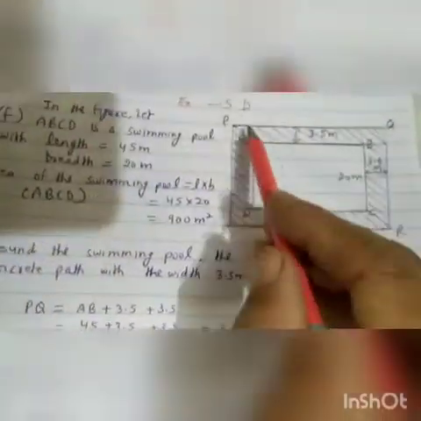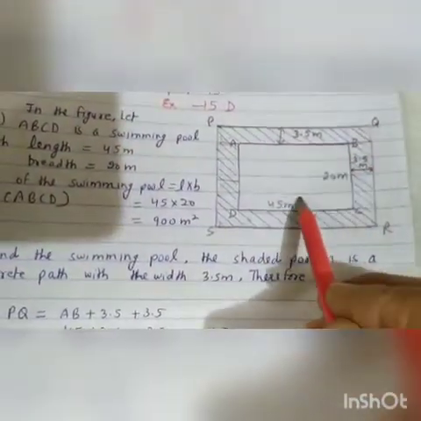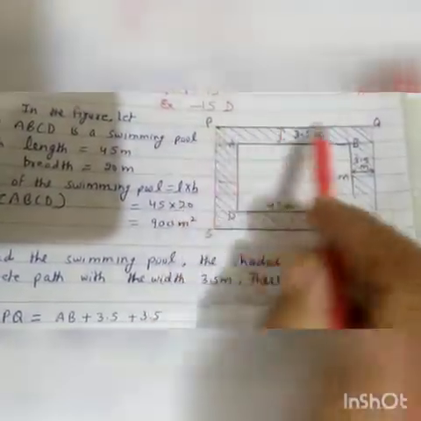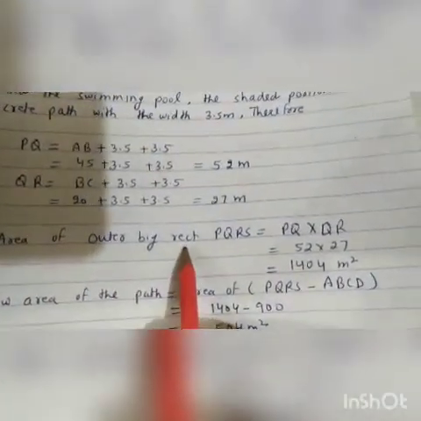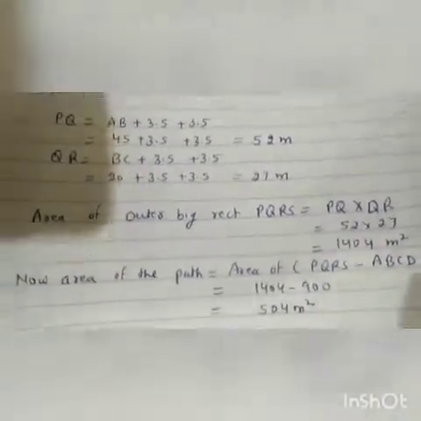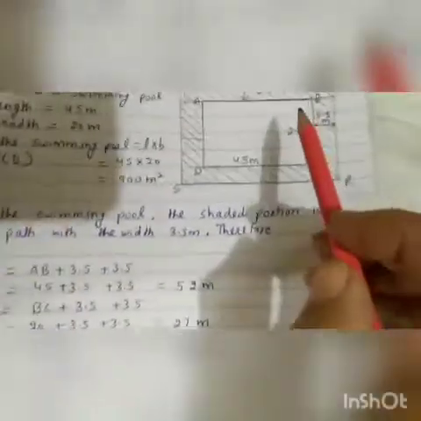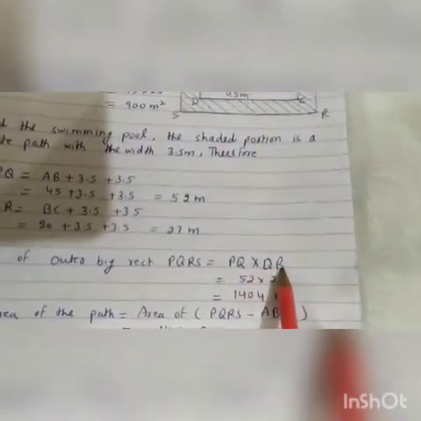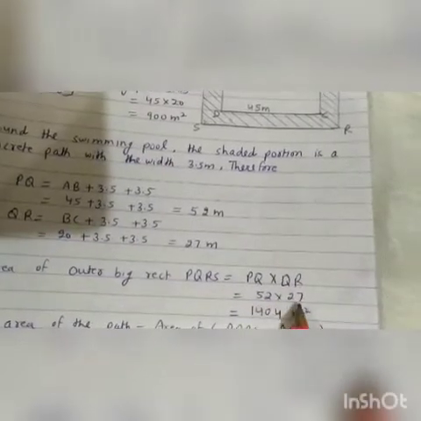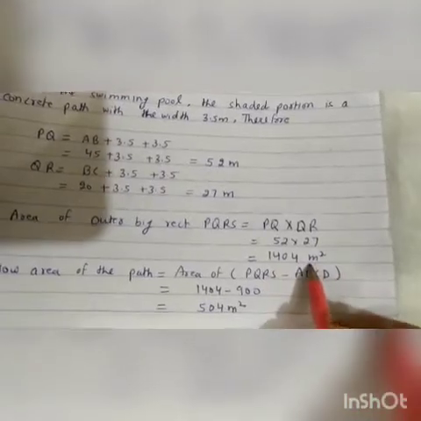Now we will find the area of this outer rectangle, meaning the area of the swimming pool with this path. That is PQRS. So area of outer big rectangle PQRS, or we can say area of swimming pool with the concrete path, is again length into breadth, but length this PQ and breadth this QR. So PQ multiplied by QR is equal to 52 multiplied by 27. It is equal to 1404 square meter.